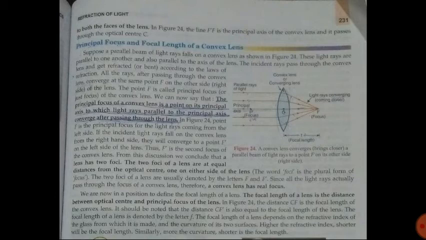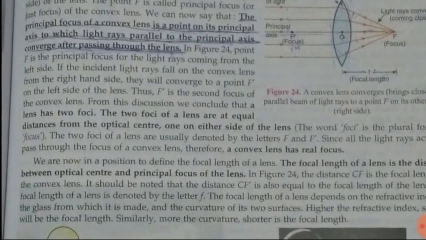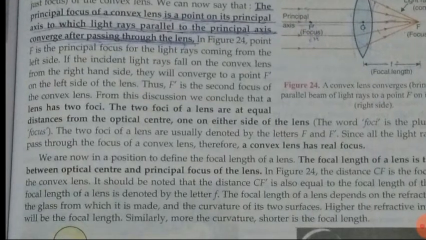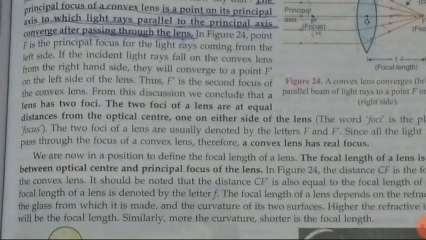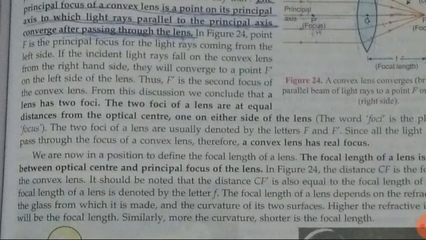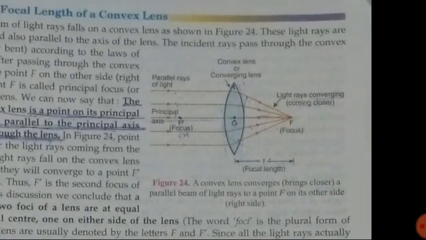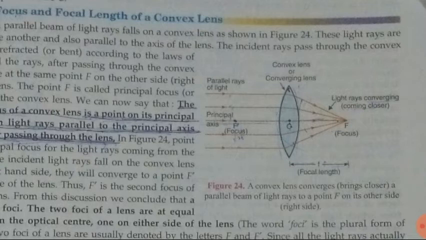Okay, now a lens has two foci. The two foci of a lens are at equal distances from the optical center, one on either side of the lens. Okay, and one more thing, convex lens has real focus. So what is real focus? When the light rays after refraction actually meet with each other. Whatever light rays are coming after refraction, they get converged and they all meet at one point. So if the light rays are meeting at the focus, at that time focus is called the real focus.